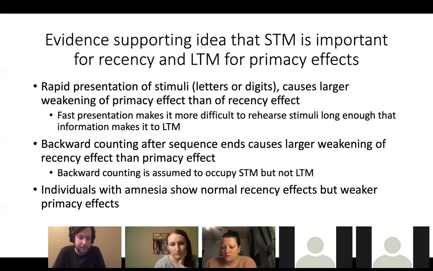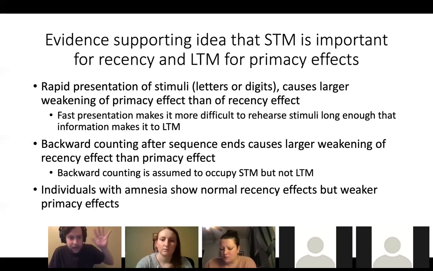Whatever information you were storing in your short-term memory from the numbers you were just supposed to remember, if I'm requiring you to do backward counting, that's occupying your short-term memory. So the numbers you just had stored in your short-term memory from the sequence are going to decay, because you're not able to devote your attention towards remembering those numbers. Instead, you're having to devote your short-term memory, your attention, to this weird backward counting task.